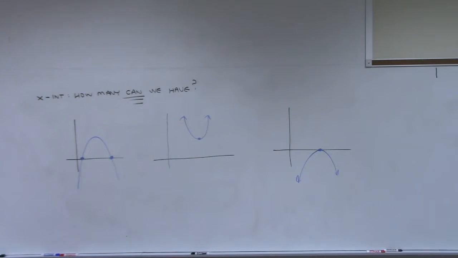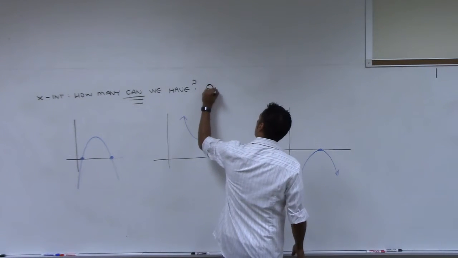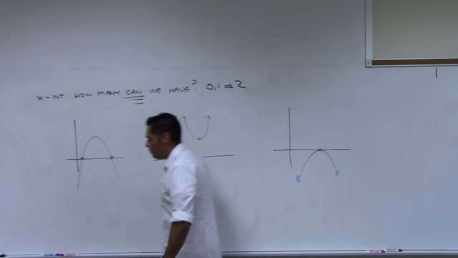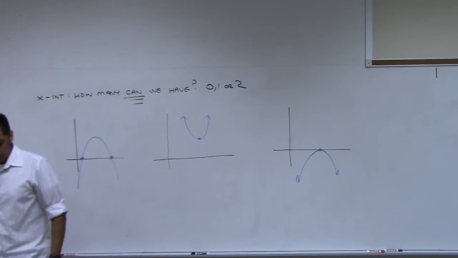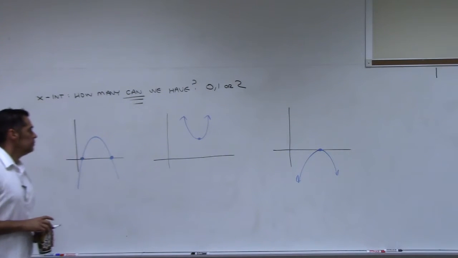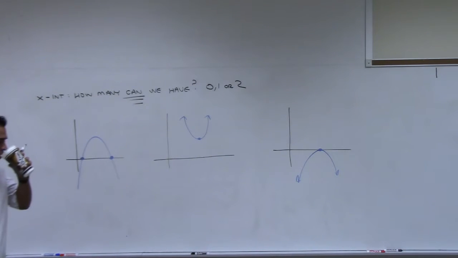With all quadratic functions, when it comes to how many x-intercepts we can have, it's either 0, 1, or 2. That's it. No more possibilities than that. Now, most of the functions we will deal with here will have 2, but this is just for us to be aware.